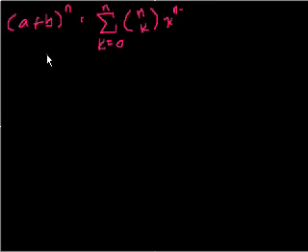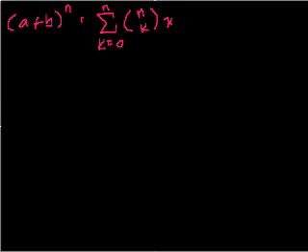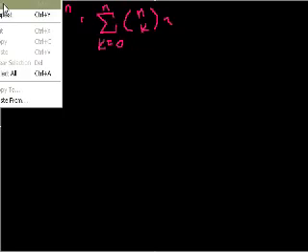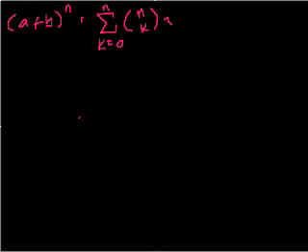Oh, sorry, I keep writing x. Let me undo that. Edit, undo. Oh, it's taking too long. Let me erase it. Okay. I keep writing x. It could be an x, but then this would have to be an x here as well. So maybe I should do that. Of a to the n minus k times b to the k.